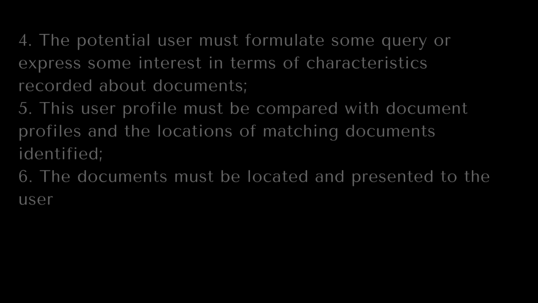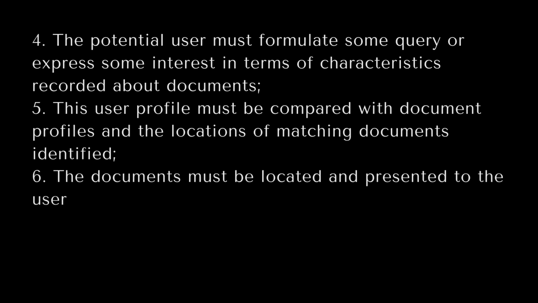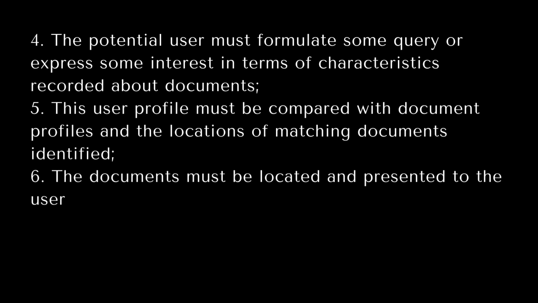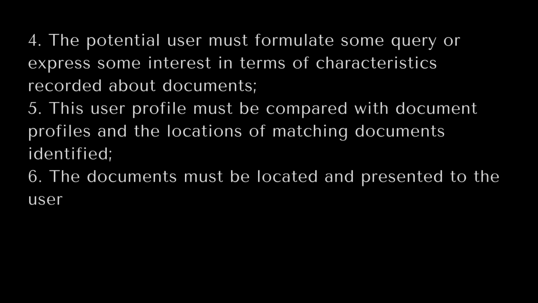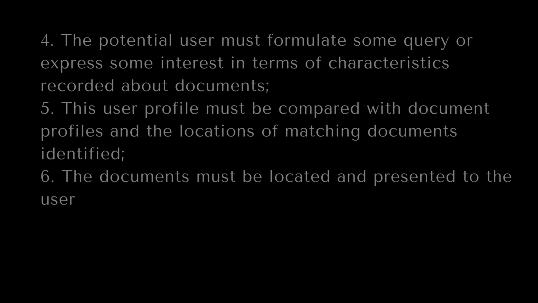Information retrieval process. Any information storage and retrieval system will have a complex series of operations before documentary information can be used. 1. Information must be recorded in documents. 2. Each document must be stored with others in some accessible place, and its location known. 3. Characteristic aspects of each document profile must be recorded with others in the same file. 4. The potential user must formulate some query, or express some interest in terms of characteristics recorded about documents. 5. This user profile must be compared with document profiles, and the locations of matching documents identified. 6. The documents must be located and presented to the user.